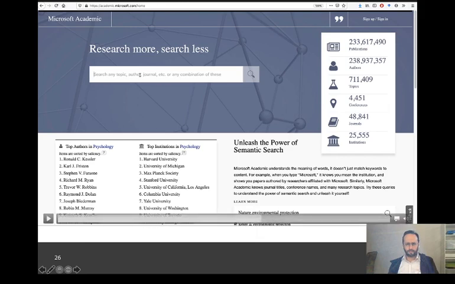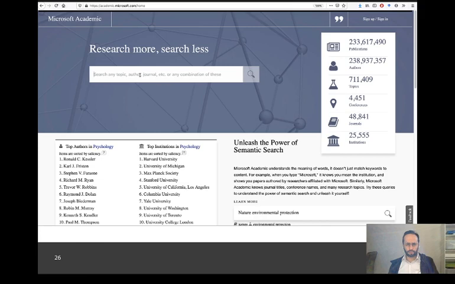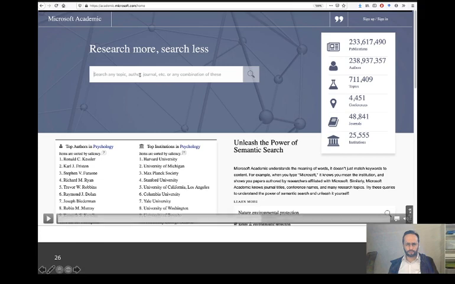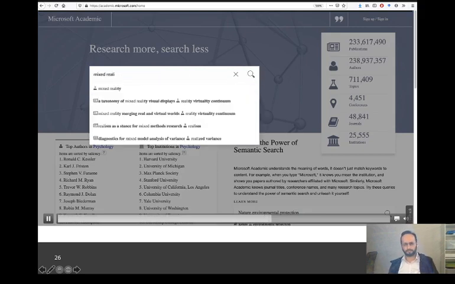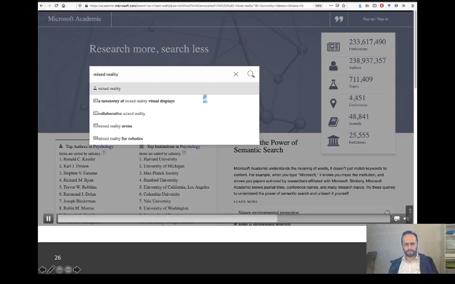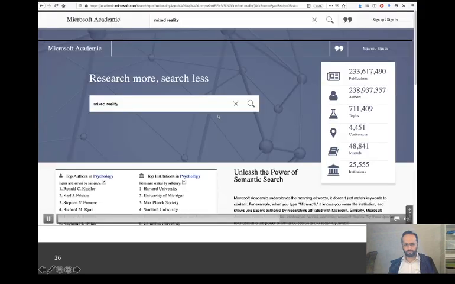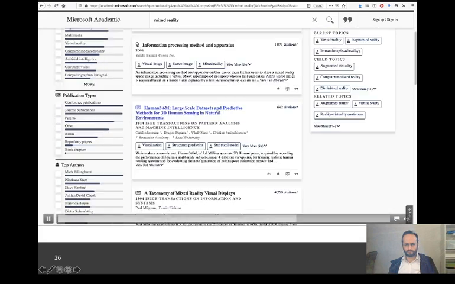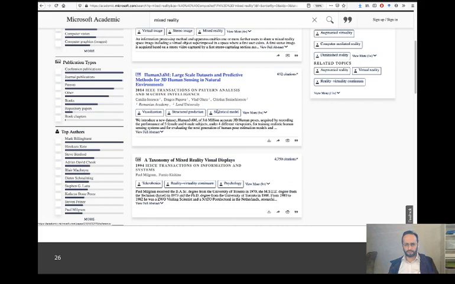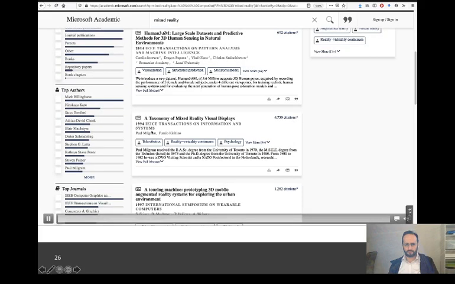Now, this was a quick demo of Google Scholar. I also just want to show you an alternative, which is Microsoft Academic. So here I'm going to insert the same keywords that I did. And you see that I get a slightly different list. The first article is not the same that I got, but the article that I got in Google Scholar, the taxonomy of mixed reality, is in the first 5.